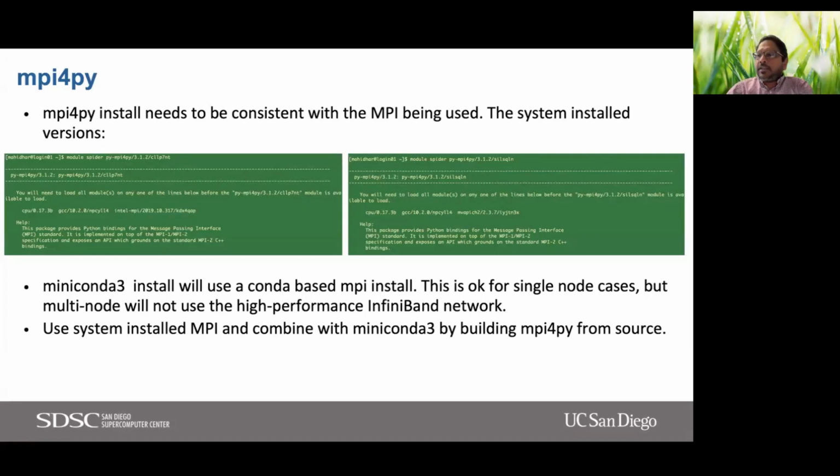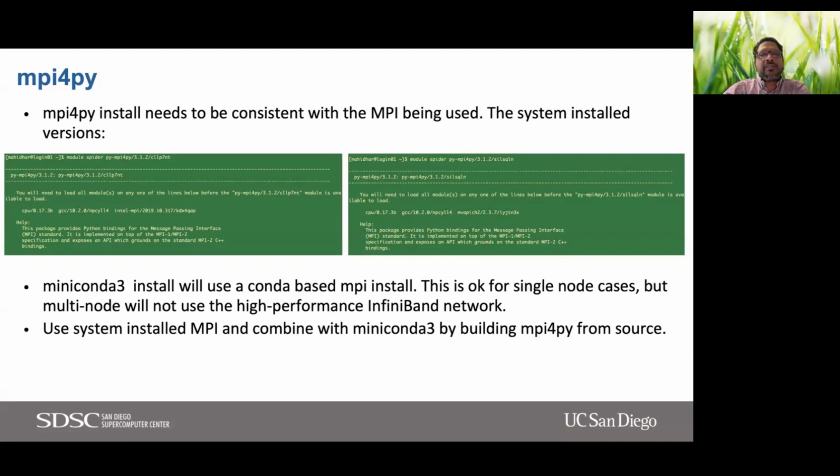So the next thing I want to talk about is MPI for Pi, and this is one where you really have to be careful. The MPI for Pi install needs to be consistent with the MPI being used. So we have a system install of MPI for Pi under the Python list. Those will obviously be built with our MPI, so that should be okay.